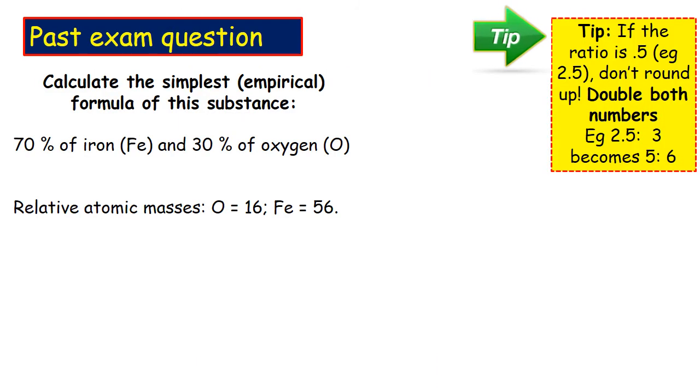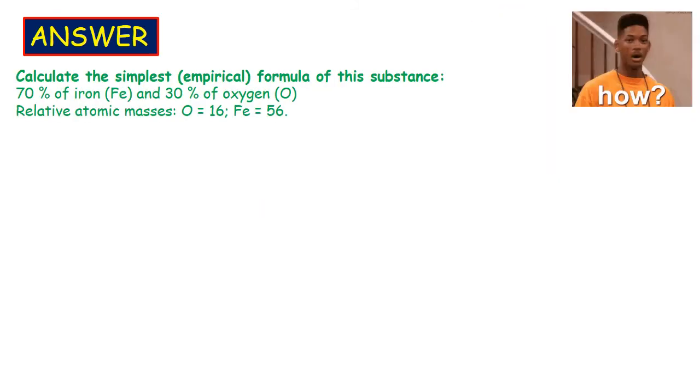So I'm hoping you're feeling a bit more confident now. So here's a slightly trickier one, not much more. Make note of the tip in the corner. So calculate the simplest empirical formula of a substance that's 70% iron and 30% oxygen. Pause the video, have a go.